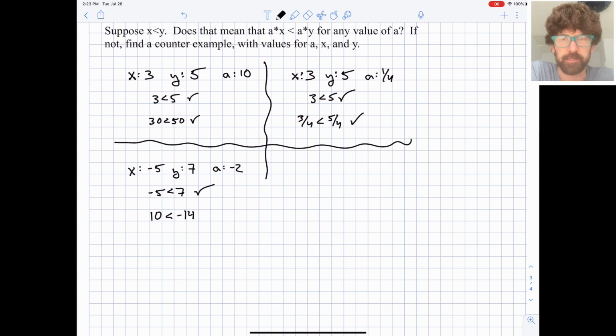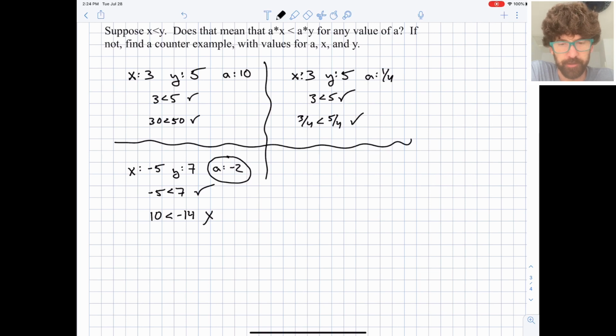I wonder why that is. So I wonder if that's because x is the negative 5 or because a is the negative 2. And we'll actually learn in our next unit that it's because of this a being negative. So this guy does not work. So we found a totally legit counterexample right there.